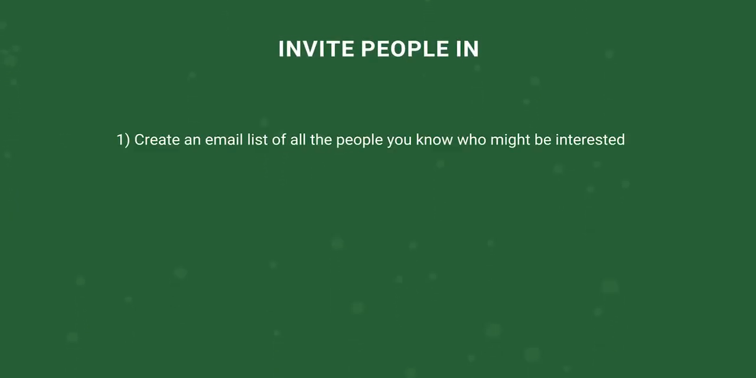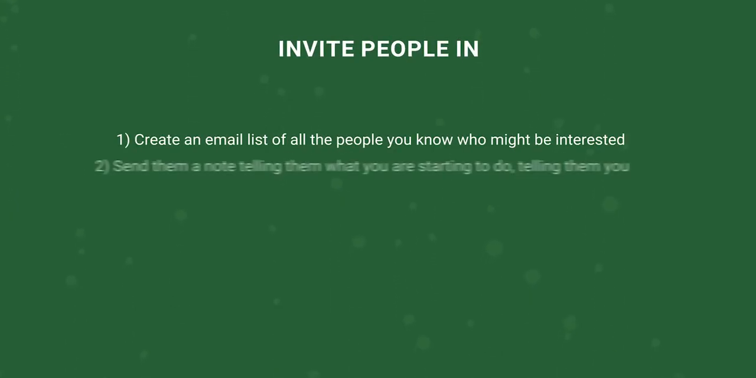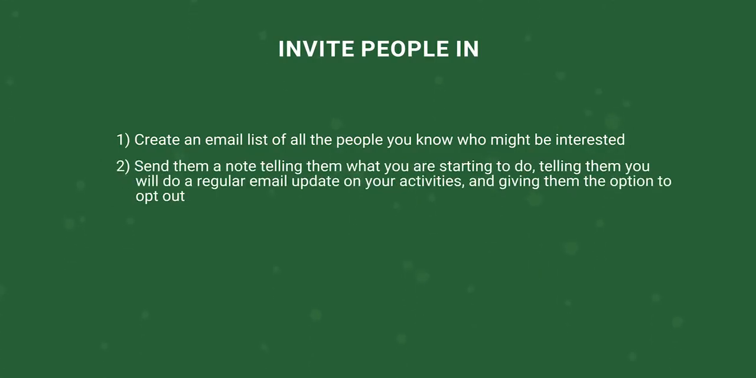Now you're ready to widen the net by inviting more people in. Give people the opportunity to opt in. Find ways to let people know about what you're doing so that they might even come to you with their own ask to get involved somehow. Start by creating an email list of all the people you know who might be interested. And then just send them a note telling them what you're starting to do, telling them you'll be doing a regular email update on your activities, and giving them the option to opt out.